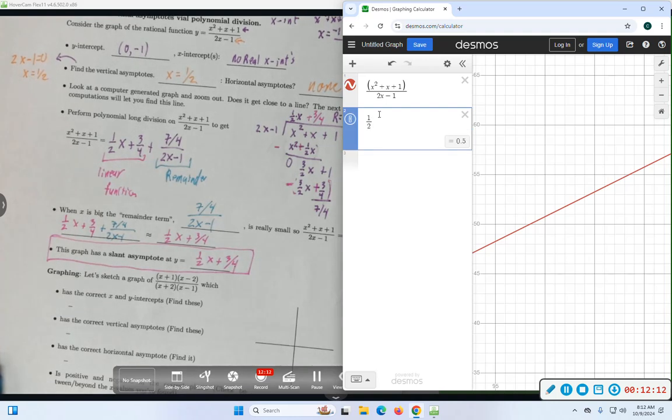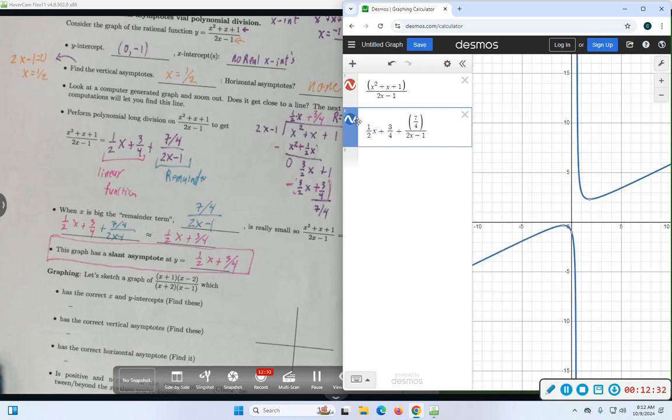1/2 x plus 3/4 plus 7/4 divided by 2x minus 1. Yeah, that looks right. Now let's check if this slant asymptote we found is correct.